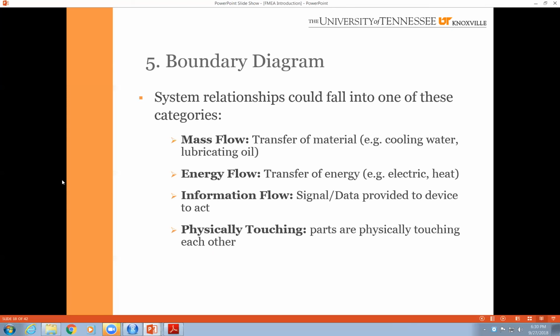Before I go there, basically you can put three or four different relationships. It could be a transfer of material, cooling water, lubricating material, and so on. Energy flow, could be electric, heat, and so on. Information flow, signals, and so on. And then physically touching, so thinking about how you mount stuff or things like that as well.